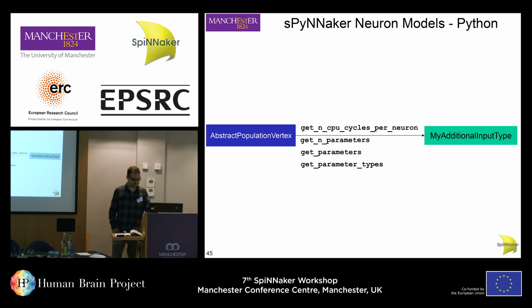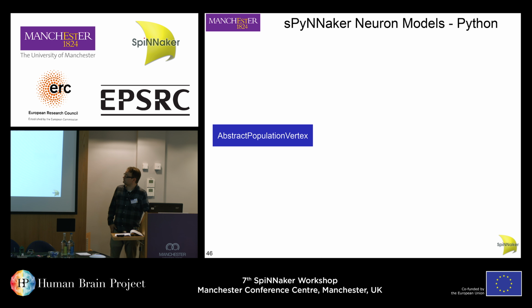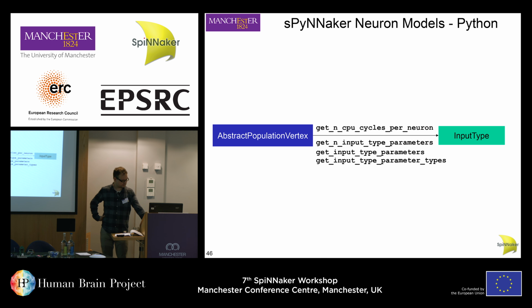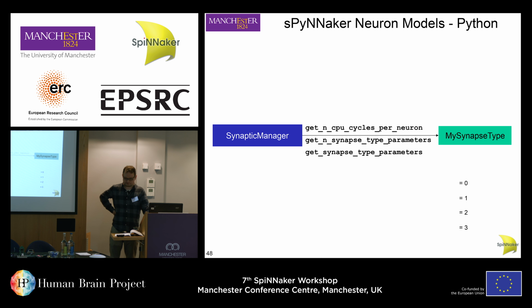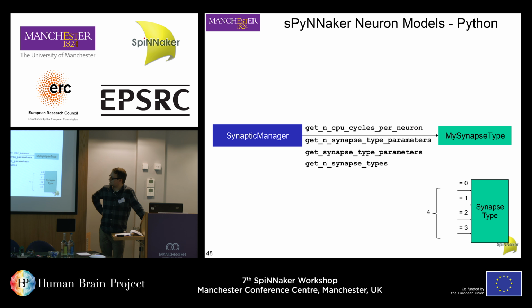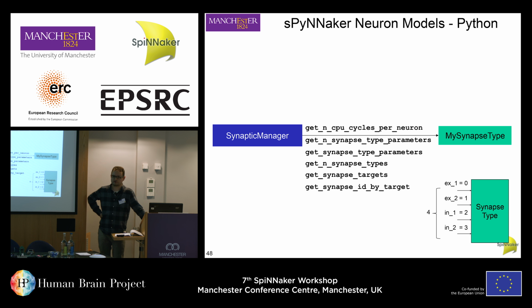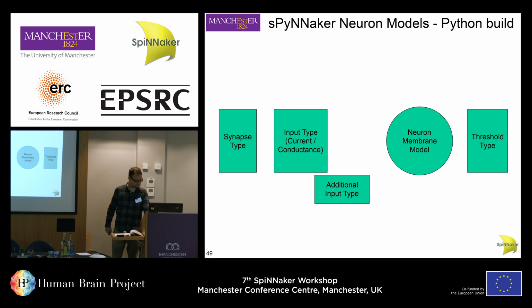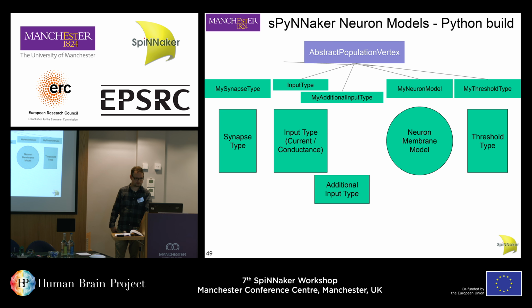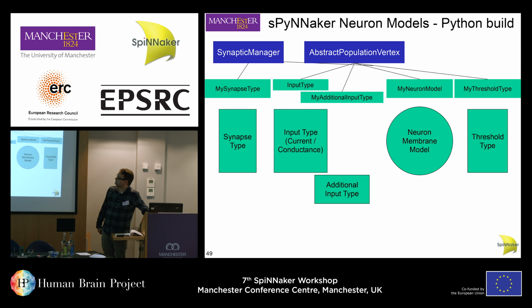And for each different component, you can do a similar thing. So for input type and for synapse type. You can also define a function in here called get synapse ID by target. So you can define each of your different synapses to have a different ID, and then go and get them using this function here. So the overall Python build looks very similar to the C build, something like that.